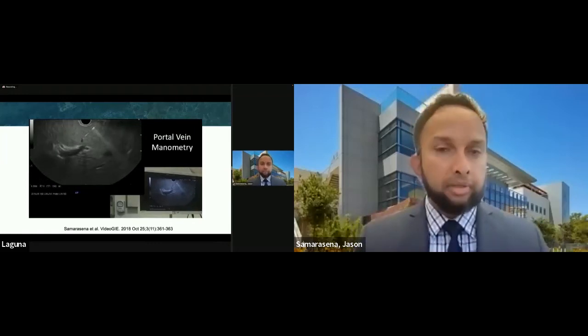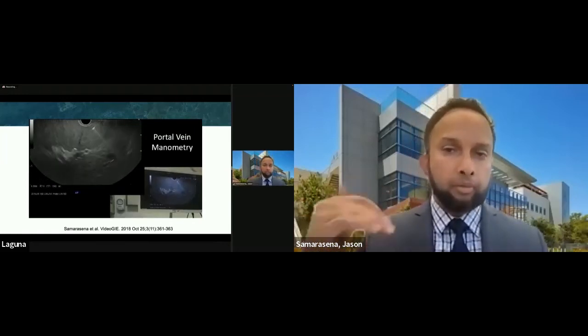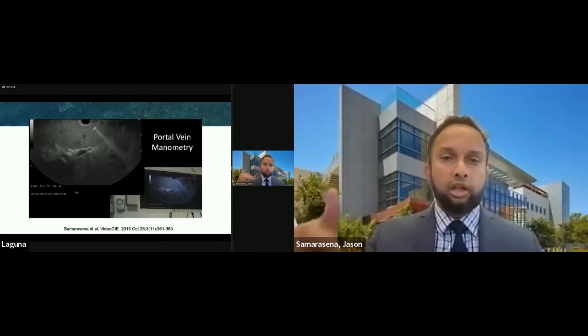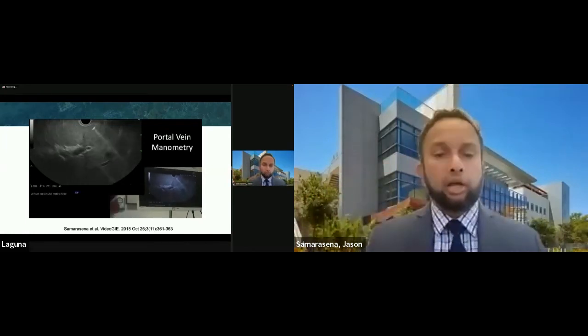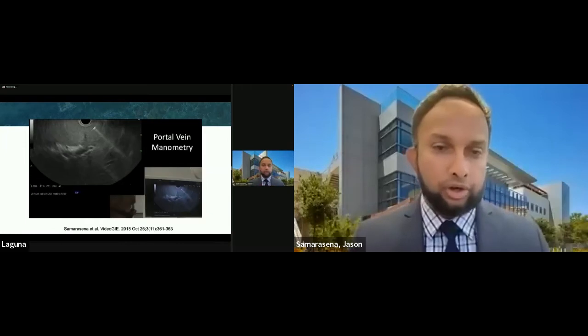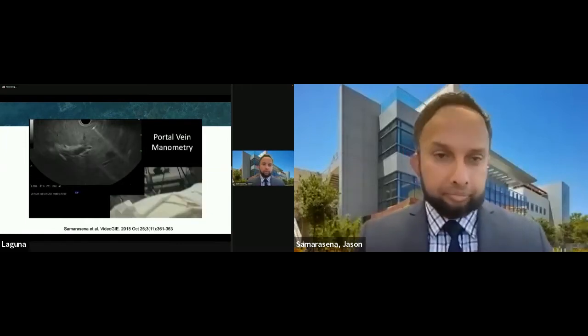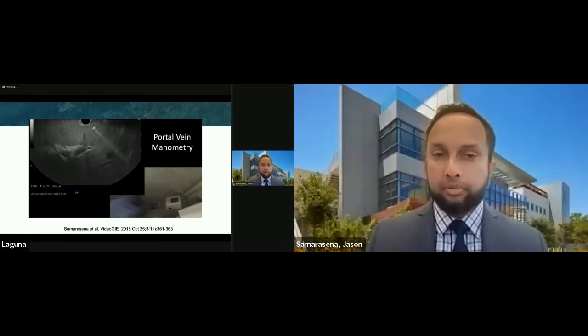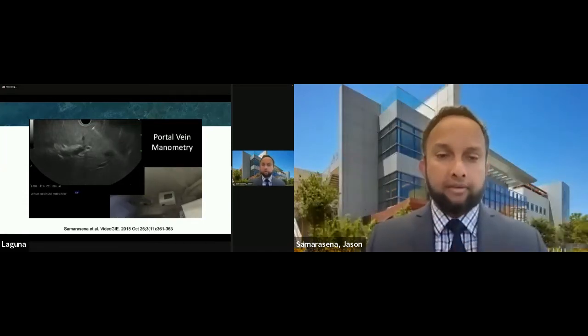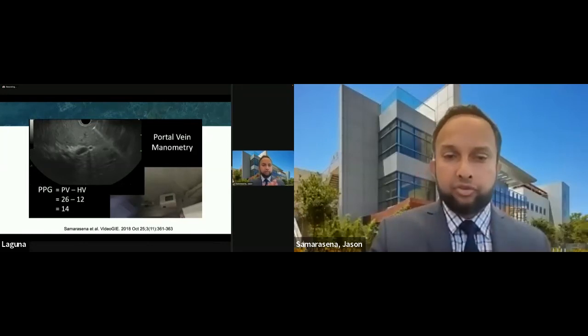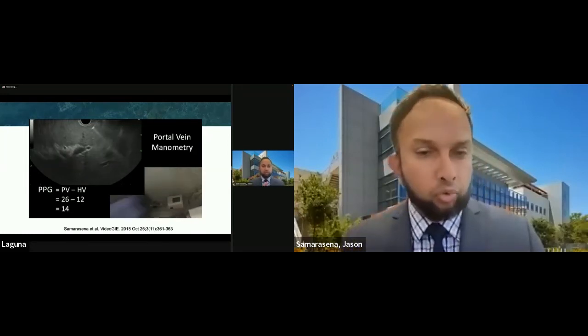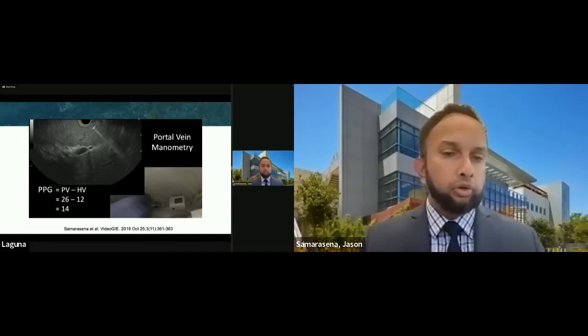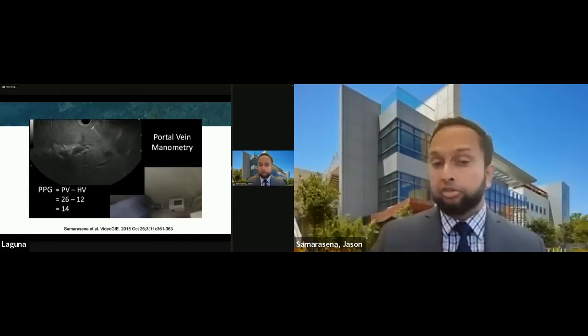We're going to do the same thing, a transgastric transparenchymal puncture with a 25 gauge needle into the portal vein. Usually it's the left portal that we try to target. And in this case, we do the same approach, 3 readings, an average. In this case, the portal venous average was 26. The hepatic vein average was 12. So the portosystemic gradient was 14 in this case, which, as you know, is elevated.